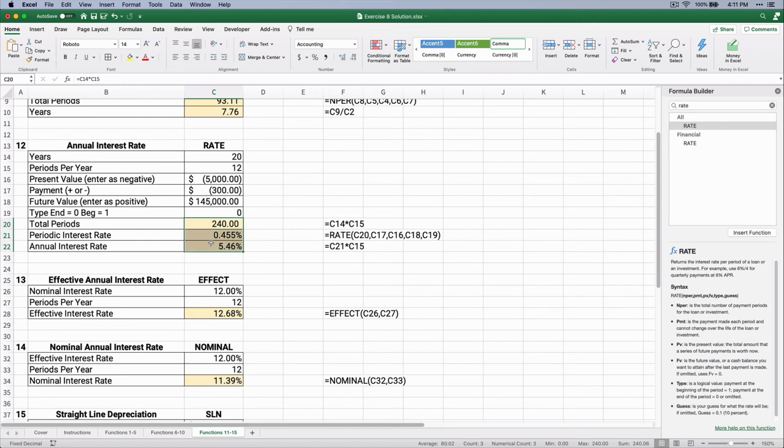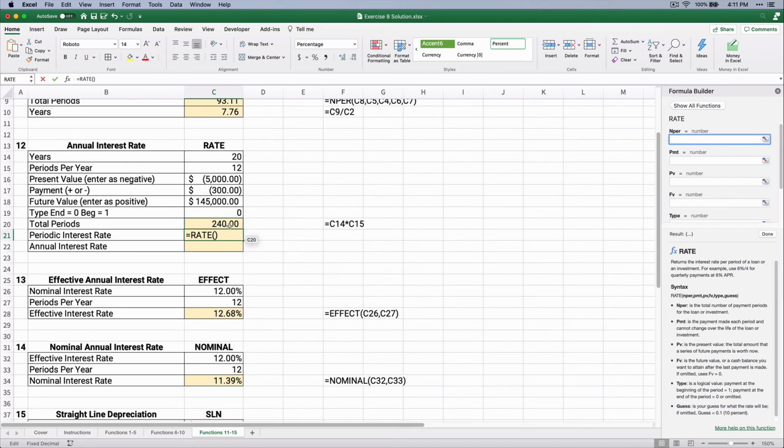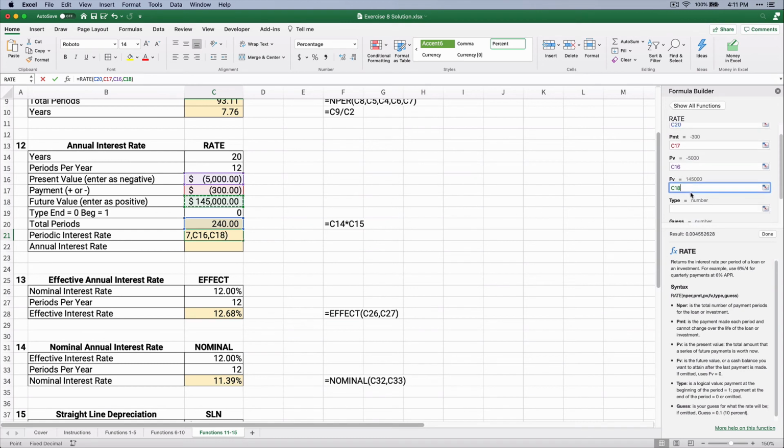So let's show you how to do the math on this. The total periods is going to be 20 times 12, so that's 240 periods. The periodic interest rate is going to be the RATE function. So we'll do RATE. The number of periods is 240. The payment is going to be -300. The present value is going to be -5,000. The future value is going to be $145,000. The payments happen at the end of the period. So let's calculate it. Well, we get a little less than 0.5% per month, looks like, periodic interest rate.